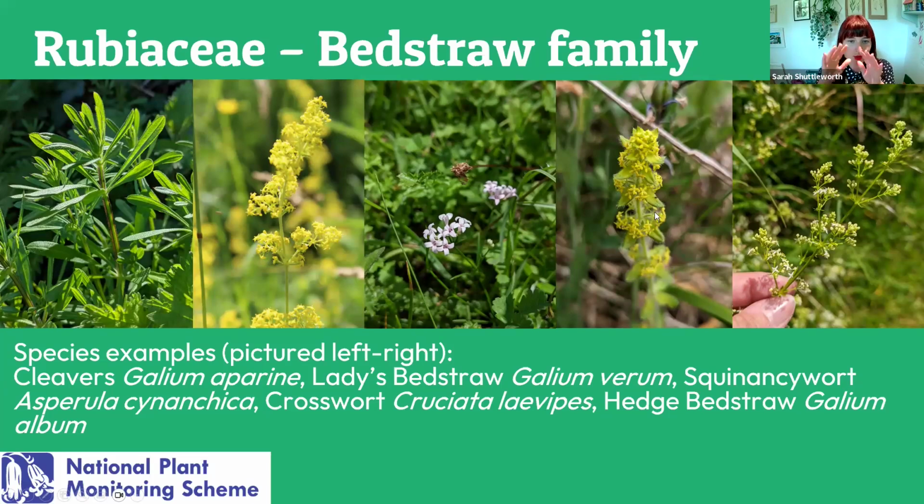Crosswort, another one that likes the calcareous soils, but really intensely sort of hairy. And instead of having all flowers borne at the top in a sort of raceme or corymb, it has them all the way around, sort of in the whorls with the leaves. And then hedge bedstraw as well, which is very similar to cleavers in terms of where you might find it, but not hairy and doesn't have those hooked hairs on them.